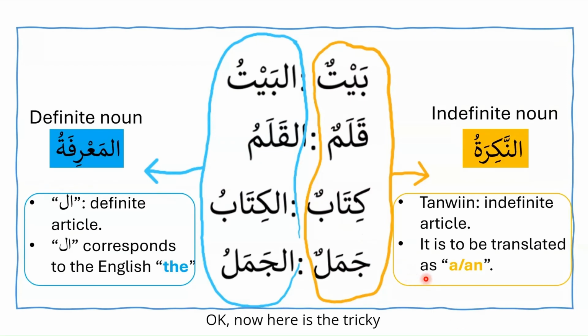Now here is the tricky part. How do we say these special words in English? Well, remember that tanween is like an indefinite article, so it's like saying a or an in English. Al is definite article. It corresponds to the English the.